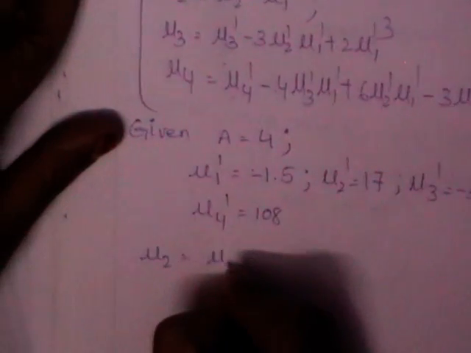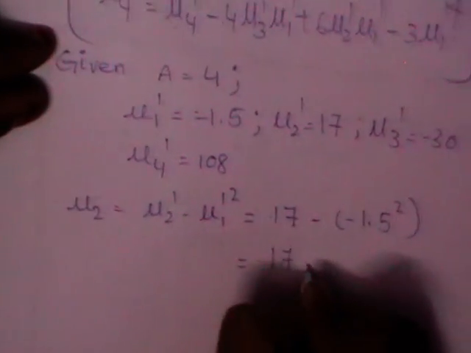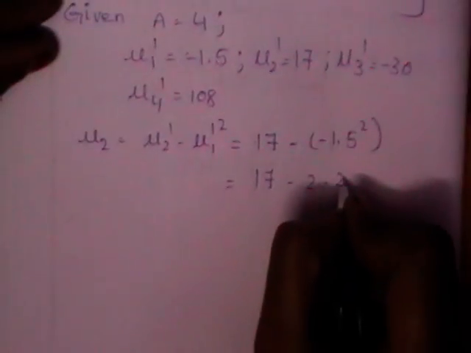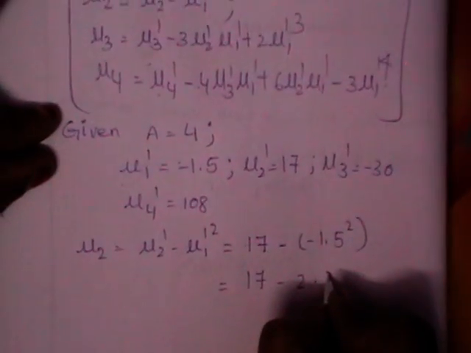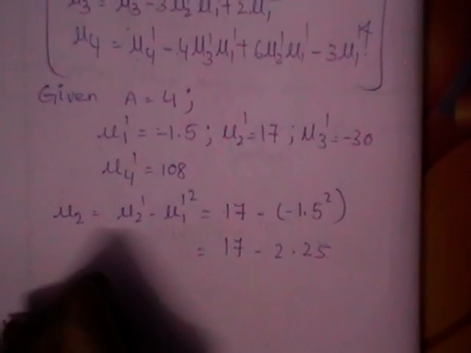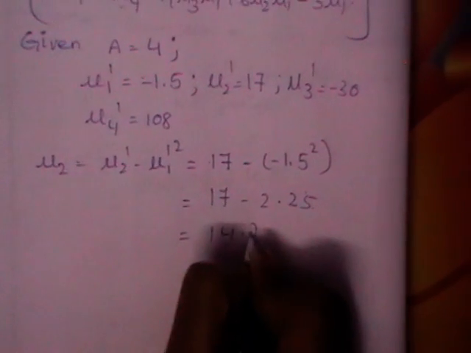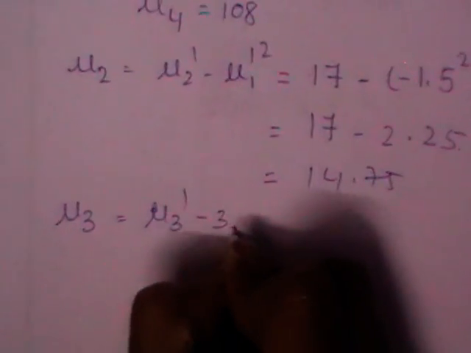So mu2 is mu2 dash minus mu1 dash square. What is mu2 dash here? 17, minus mu1 dash, which is 1.5, squared. So this is 17 minus 2.25, which is 14.75. Now you should calculate mu3, which is mu3 dash minus 3 mu2 dash mu1 dash plus 2 mu1 dash cube.